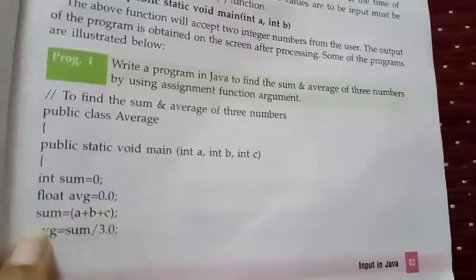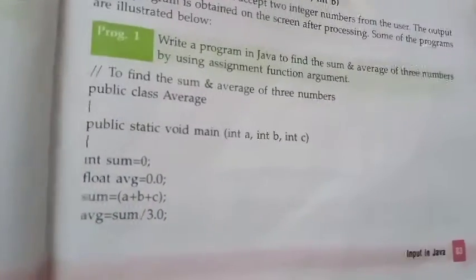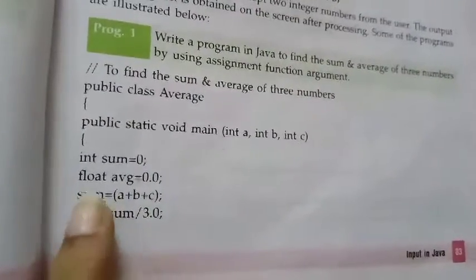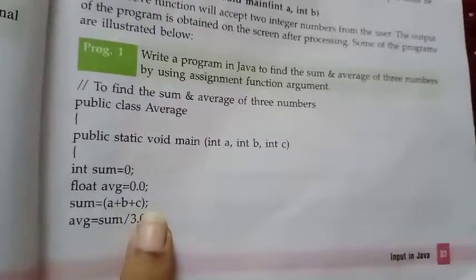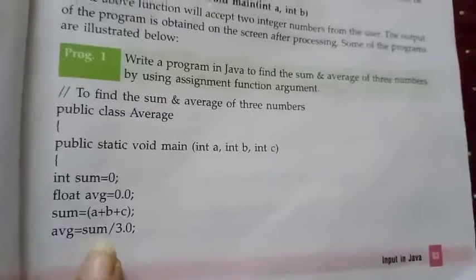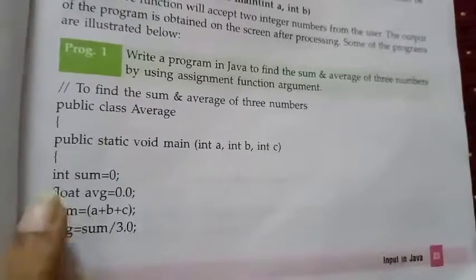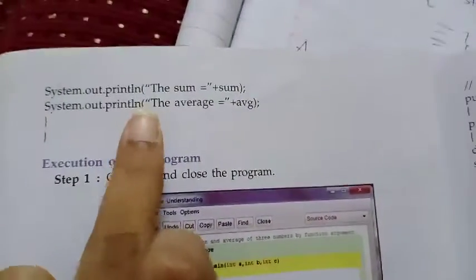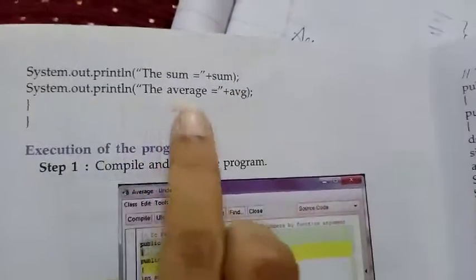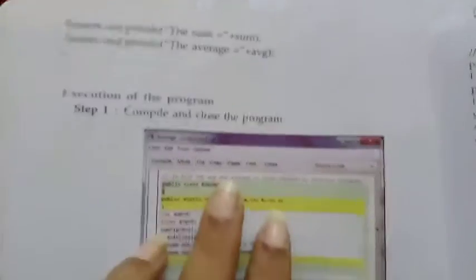This sum will be calculated and stored in the variable sum, and average is equal to sum divided by 3. Instead of putting a plus b plus c again, you have already calculated the sum, so you give sum divided by 3 and you will get the average here. Then you are going to print it, System.out.println, the sum variable and the average variable. So now we will see how to execute this program.